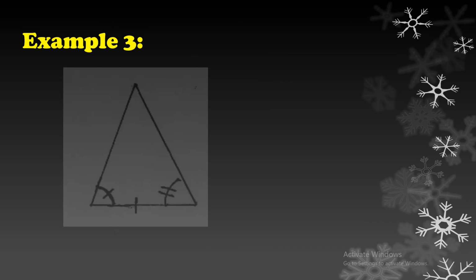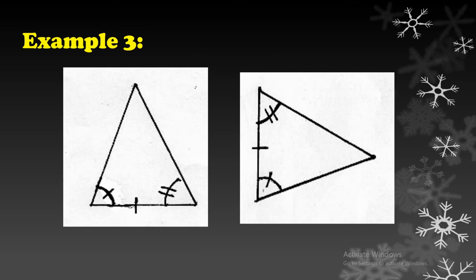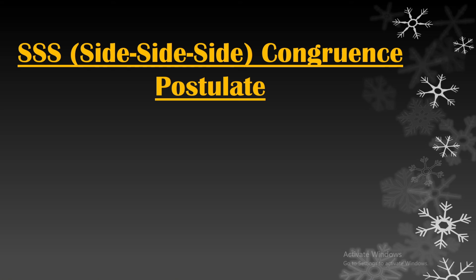Last example. So given these figures, can we say that those two triangles are congruent based on ASA congruence postulate? Okay, it's a yes. Because we have here two pairs of congruent angles and a pair of included sides. So that's all about the ASA congruence postulate. Now let's have the third congruence postulate.